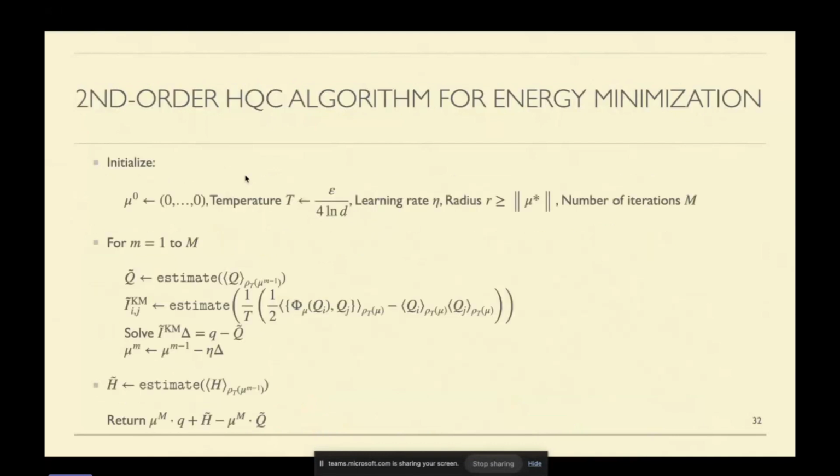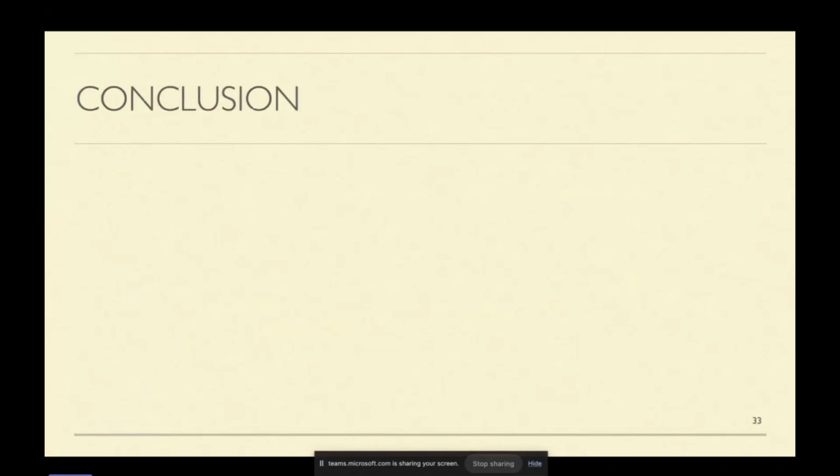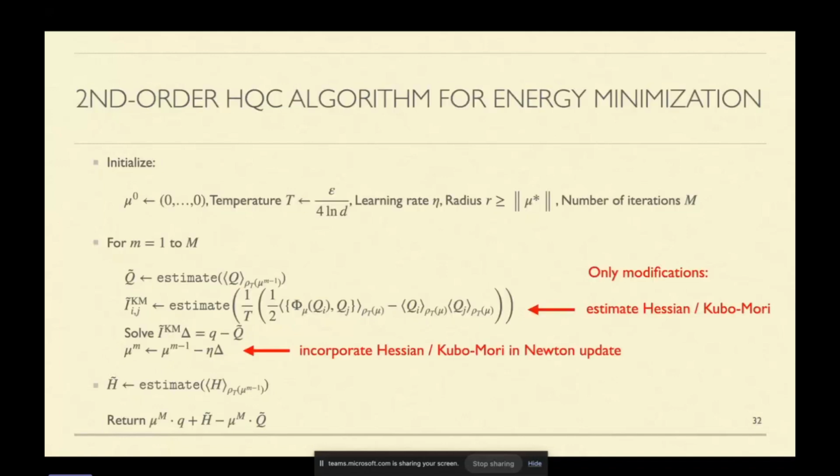So the quantum algorithm changes in just these two lines, where you estimate the Hessian, which is the same as the Kubo-Mori. You then solve this system of equations, which tells you the gradient update. If you've studied this Newton second order method before, this delta is essentially the gradient from before rescaled by the inverse of the Kubo-Mori. And then that can be used for possible faster convergence. So that's the modified algorithm.